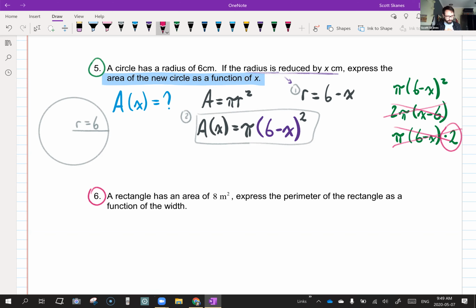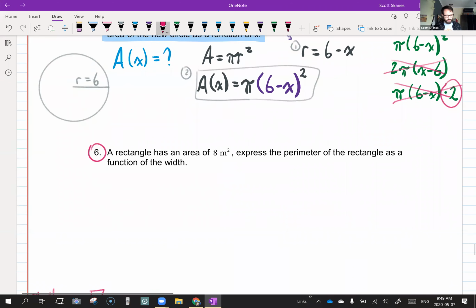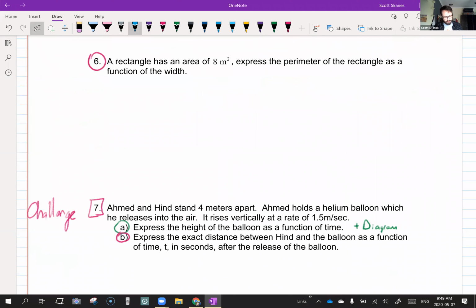Let's keep building. 6. A rectangle has an area of 8 meters squared. Let's see if it'll take my rectangle first time around. It always puts it sideways. Awesome. 8 meters squared. So the area here is 8. I'm going to ignore the units, the meters squared. I don't really need it because everything's in the same units.